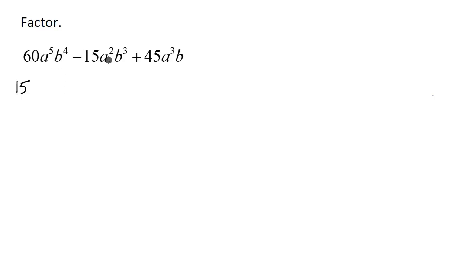The largest A term is going to be A squared. And then the largest B term here is going to be a B. Just a B to the first. So then in parentheses, I'm left with what my terms are after I divide out this greatest common factor. So when I divide out my greatest common factor from the first term here, well, 60 divided by 15 is going to be 4. And then when I divide terms with the same base, I subtract their exponents. So 5 minus this 2 is going to be just a to the third.